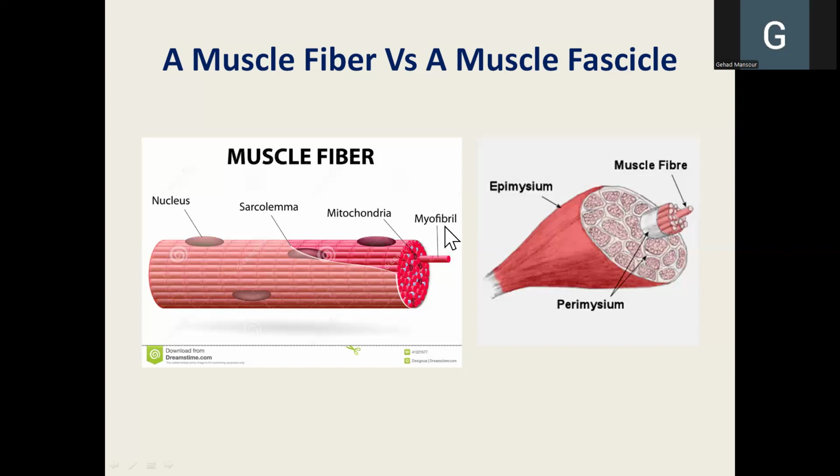So if I ever ask you about the structure that is responsible for striations of the skeletal or cardiac muscle fibers, you would say the myofibril. Why? Because the myofibril is made up of myofilaments. So the smallest structure is the myofilament or the protein molecule.